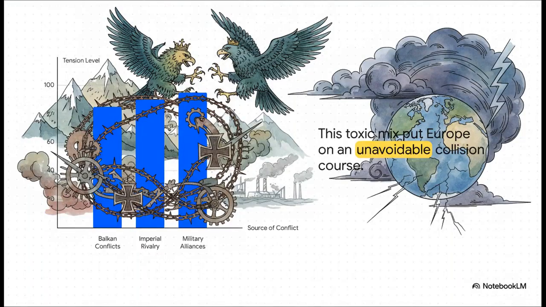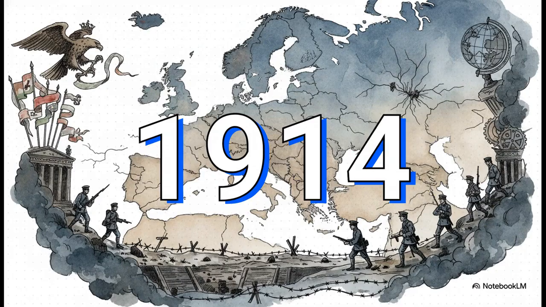So you had this toxic mix, right? Aggressive nationalism in the Balkans, intense imperial rivalry between the major powers, and a whole complicated web of military alliances that locked everyone together. It basically set Europe on an unavoidable collision course. And it all led here. The dream of nations, which had been twisted by the ambition of empires, finally plunged the world into the catastrophe we now know as the First World War.